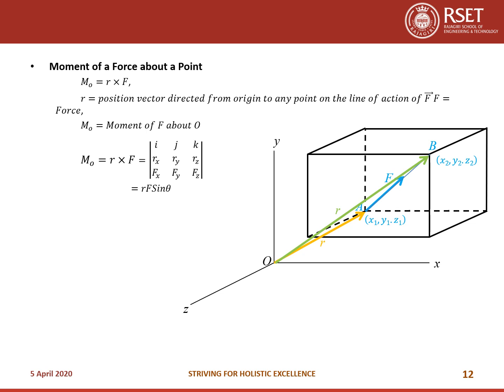So you can write R cross F as the determinant with i, j, k, Rx, Ry, Rz. I have written it as Rx, Ry, Rz because it can be either x1, y1, z1 or x2, y2, z2. Either one, you will get the same answer. And then R cross F, right? So the components of F, that is Fx, Fy, Fz, or you can write it as R F sin theta.